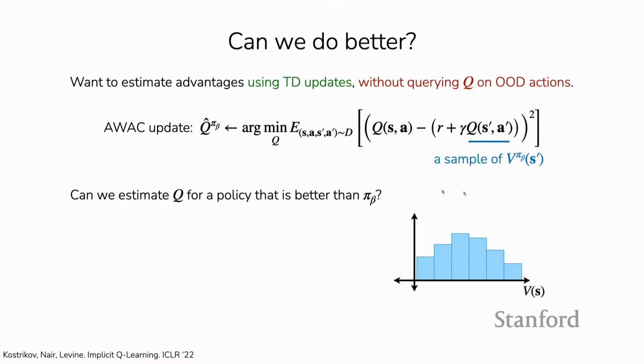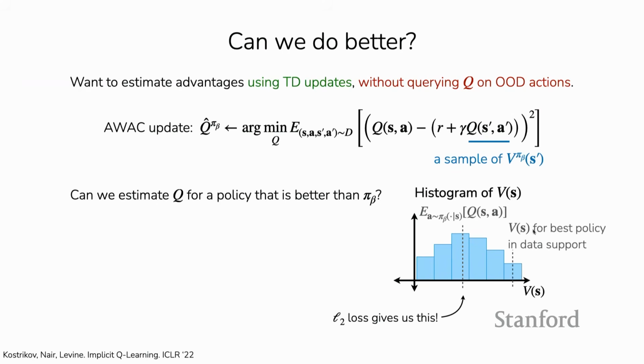Maybe let's go through this on the slide. So when we're trying to estimate rewards plus future Q functions, there's a sample of the values. And if we think about a histogram of the values for a given state, when we are using this target, we're using an average of the value. Also the L2 loss right here is giving us that value. Now the V of S for the best policy in the support of the data is going to be right here. And so maybe there's some way to use a different loss function other than the L2 loss to get a better policy.